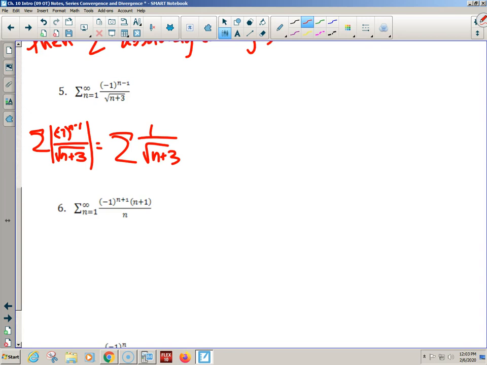considering 1 over the square root of x plus 3 is continuous and positive. Oh, don't worry, you're okay, because the discontinuity would be at -3, and I'm not going to hit -3 as I go from 1 to infinity. Okay, so positive, continuous, decreasing.